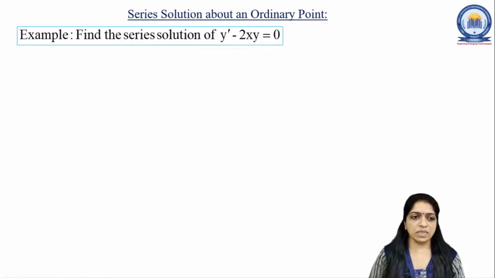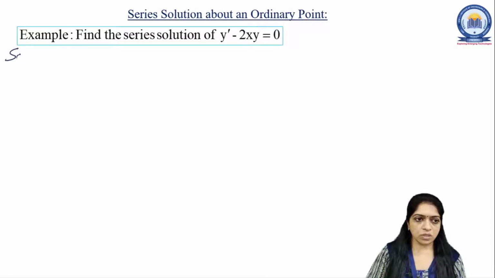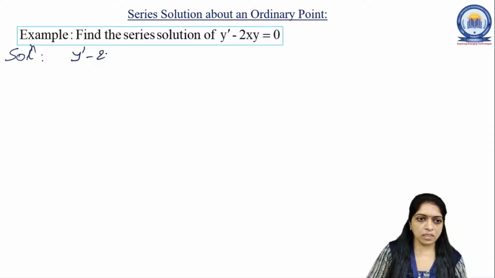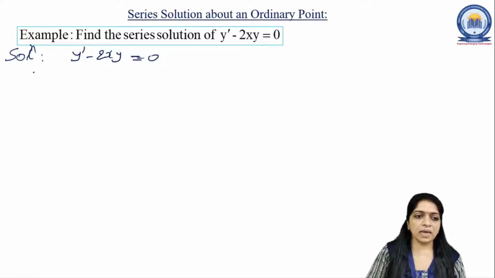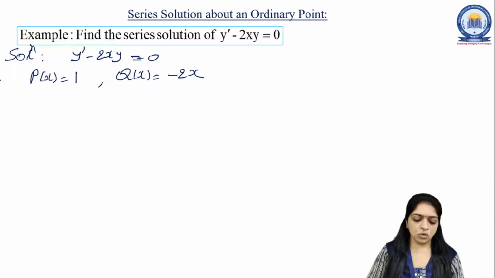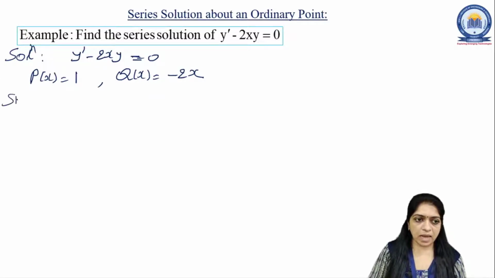Our first question is, find the series solution of y dash minus 2xy equal to 0. So let's start the solution. Here y dash minus 2xy equal to 0. So px, that is the multiple of y dash, is 1, and qx, that is the multiple of y, is minus 2x, right?